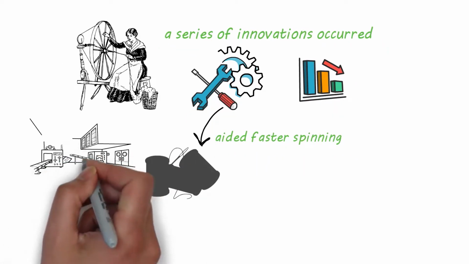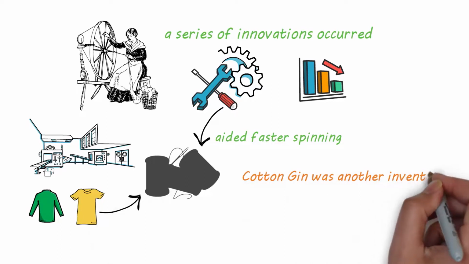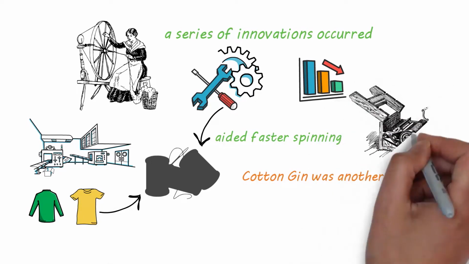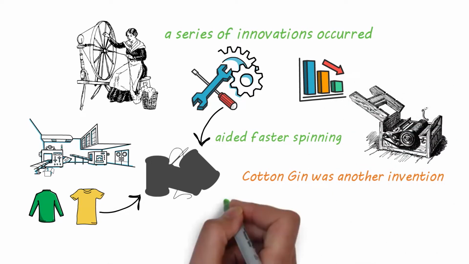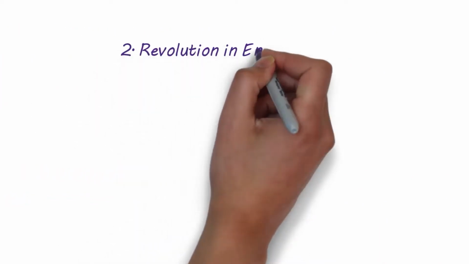Cartwright developed the power loom, which truly revolutionized the production of cloth from thread. Cotton gin was another invention which made the process of separating the fiber from the seeds 300 times faster than by hand. Revolution in energy sources.